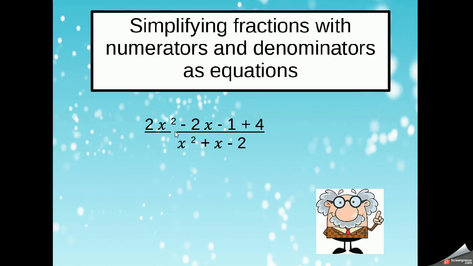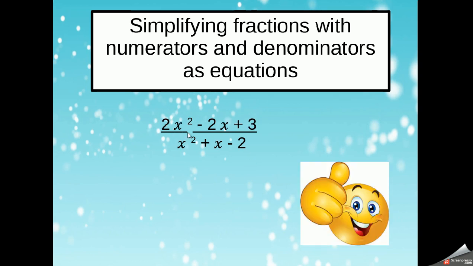So 2x squared minus 2x minus 1 plus 4. I've just simplified it down. Simplify it down again, and there you go. That's as far as we can go with simplifying that. But we've done what the question asked. We've simplified it down into a single equation.